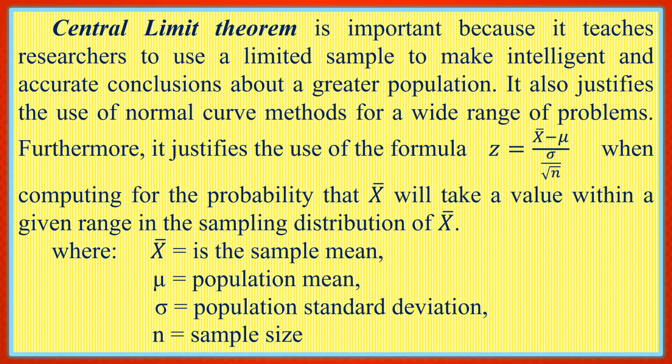Further, it justifies the use of the formula z equals the sample mean minus mu, divided by sigma over the square root of n, when computing for the probability that the mean will take a value within a given range in the sampling distribution of the mean. Where x-bar is the sample mean, mu is the population mean, sigma is the population standard deviation, and n is the sample size.